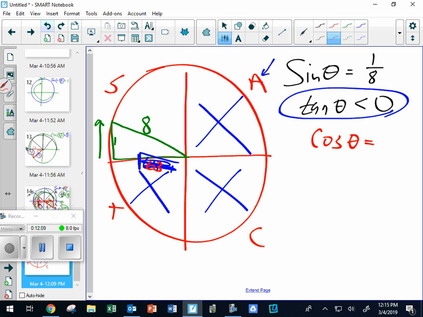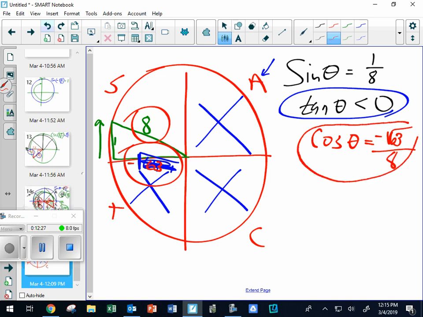Sorry. All right. And then, final answer, cosine is adjacent over hypotenuse. There it is. Negative square root of 63. Sorry about the 65 mistake there. Over hypotenuse 8. There we go. Negative root 63 over 8.